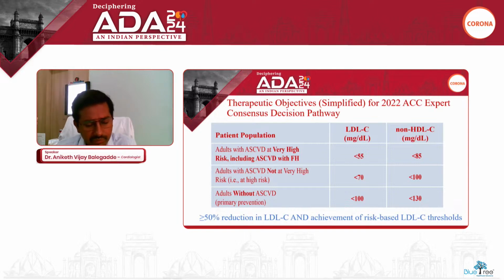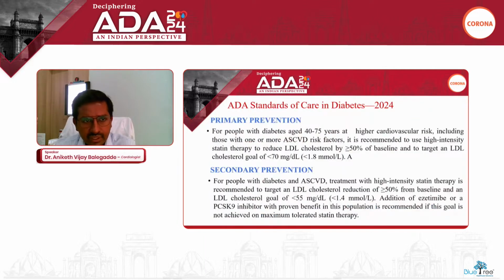So in general, in primary prevention, we like to keep the LDL cholesterol less than 100 with a non-HDL cholesterol less than 130. And in secondary prevention, we like to keep the LDL less than 70 and non-HDL cholesterol less than 100. And in very high risk, the lower the number, the better. So the same thing which has been mentioned in the slide, the primary prevention as well as secondary prevention.